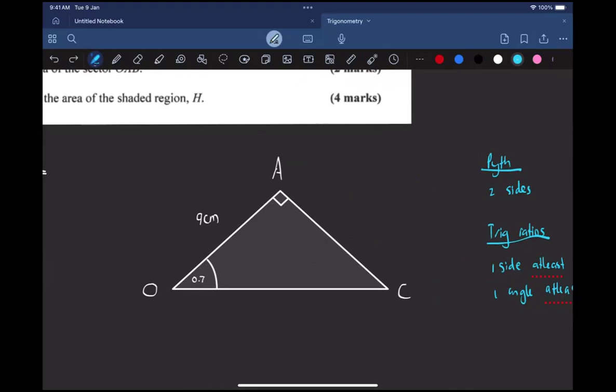Which side are we looking at, the longest side? Yeah, that's correct, the hypotenuse. Which side is adjacent? The 9 centimeters. And is it opposite? Excellent.